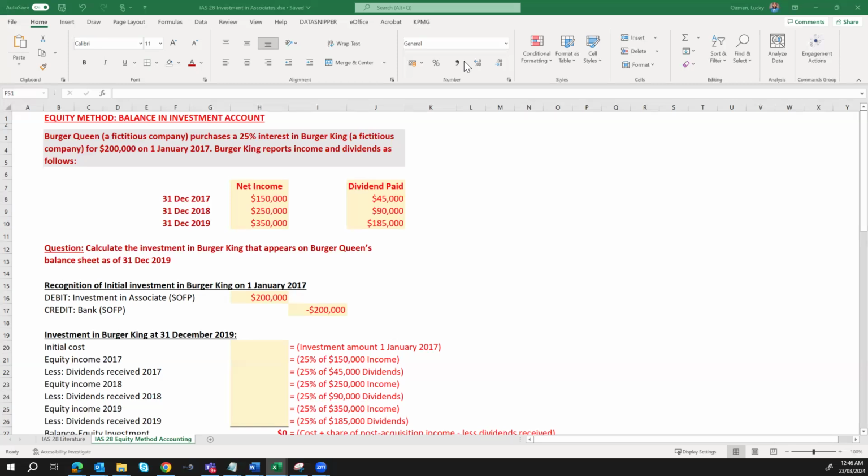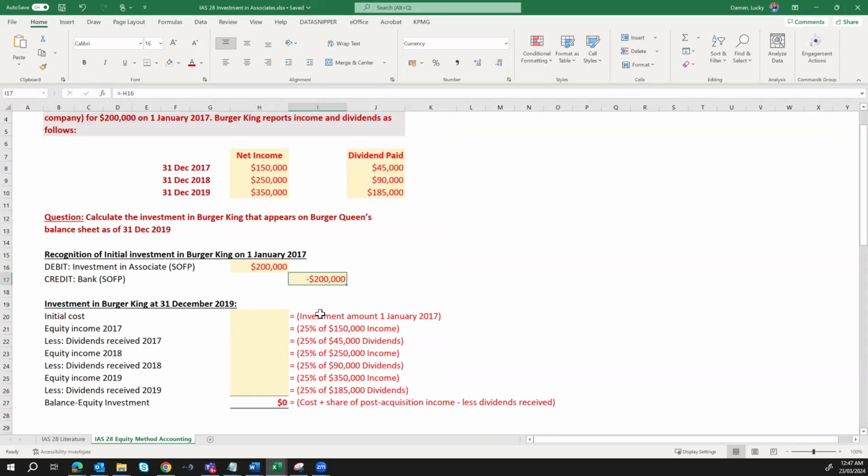So the first thing we need to do is to determine what is the accounting entry to pass at the point of recognition or making the investment. All right. So you can see that from our first principle that the investment at initial recognition is recognized at cost. So the amount Burger Queen has invested in Burger King will be reported at cost in the books of Burger Queen. Here we're seeing that we've debited the investment by $200,000 to recognize the investment in associates and credited bank for the amount paid out for this investment. All right. So that's the first point to do.